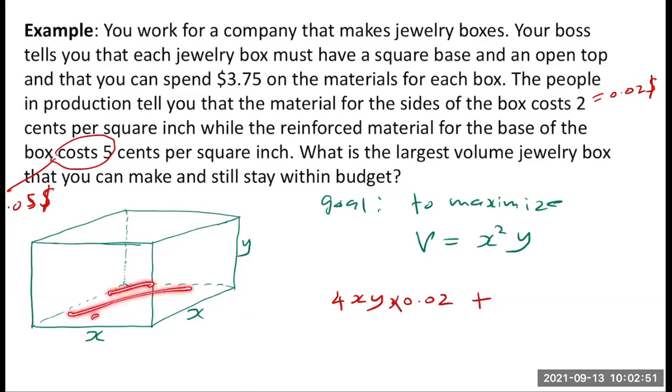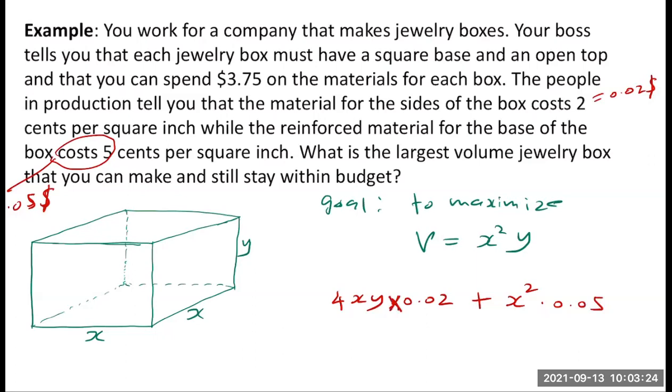And then plus, I need to add the cost for the bottom. What is the cost for the bottom? First of all, the area of the bottom is x squared. I need to multiply x squared by the price per unit area, which is $0.05. So you need to multiply this area by the unit price, which is 0.05. By the way, I will omit the dollar symbol and let's put the symbol later.